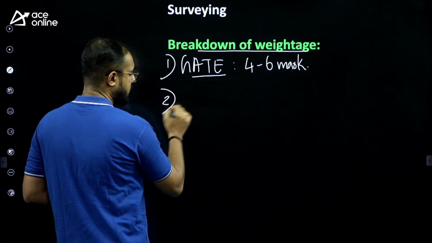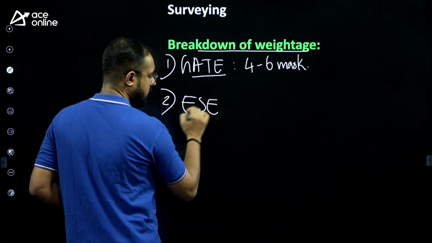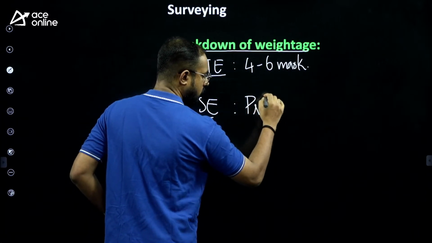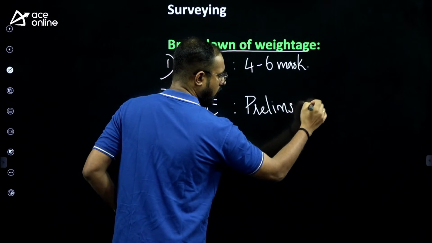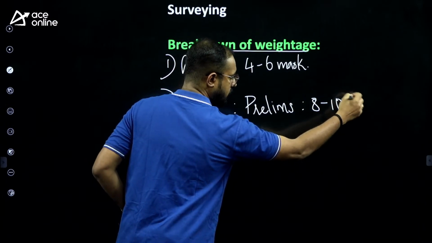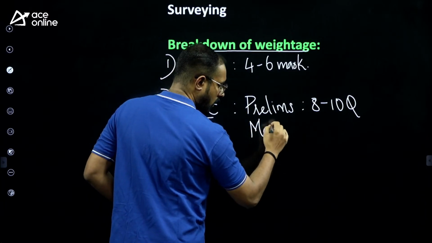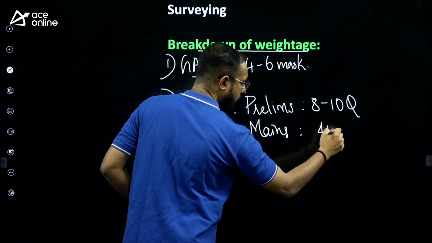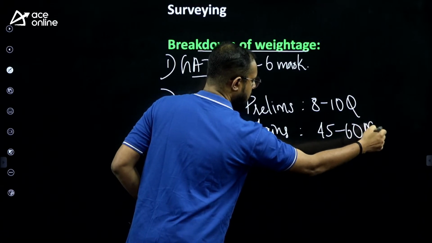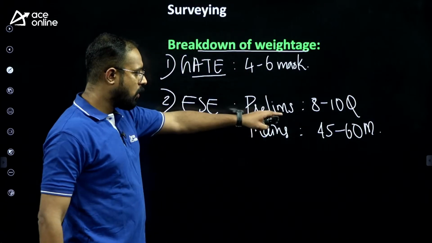When it comes to our ESE, from the prelims point of view, we get around 8 to 10 questions in prelims, which is a good weightage. And when it comes to mains, we'll get around 45 to 60 marks. This is the general weightage in mains. So you see, there is a good weightage.